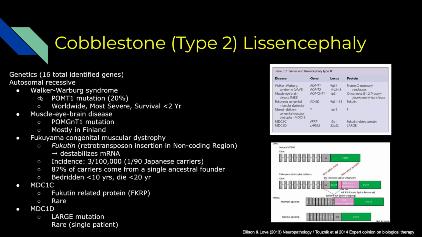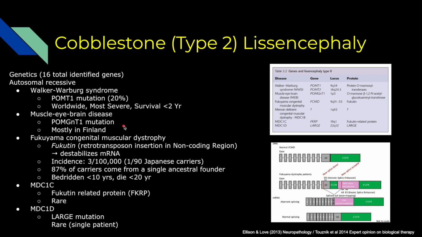So muscle-eye-brain disease, again, it's due to a mutation in POMGNT1. This is another type of O-mannose transferase, and really the key thing here is that it's found mostly in Finland for whatever reason.